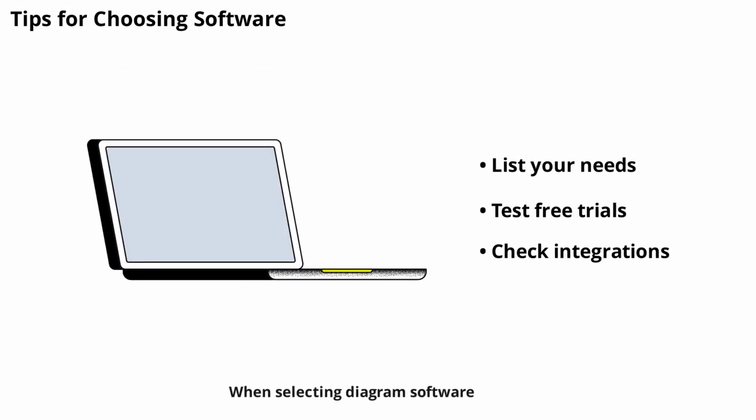When selecting diagram software, start by listing your restaurant's specific needs. Consider your team's technical skills, the types of diagrams you need, and your budget. Test out free trials or demos to see which interface feels most comfortable. Don't forget to check for integration and collaboration features that fit your workflow.